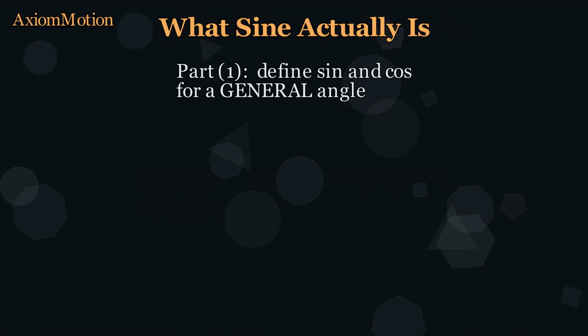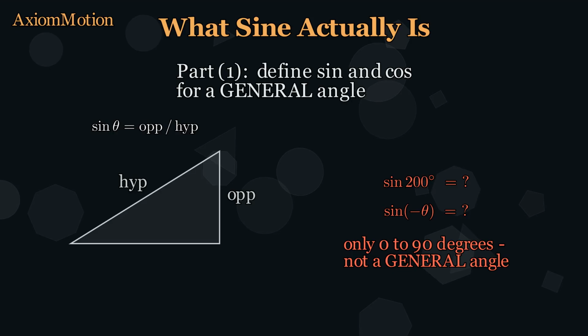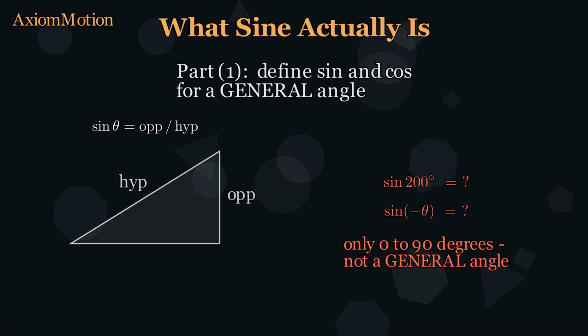So let us answer part 1 properly. What is sine for a general angle? The definition most students reach for first is the right triangle, opposite over hypotenuse. But a right triangle only has angles between 0 and 90 degrees. That definition cannot even express sine of 200 degrees, or sine of a negative angle. On this exam, it reportedly cost points.